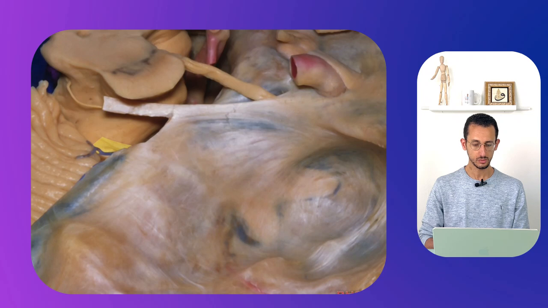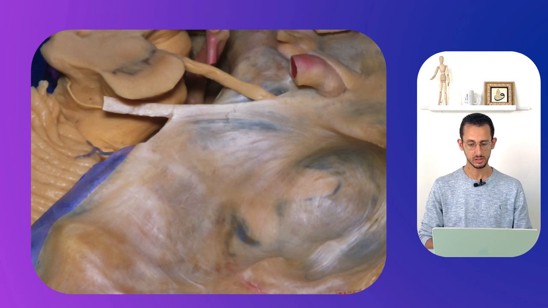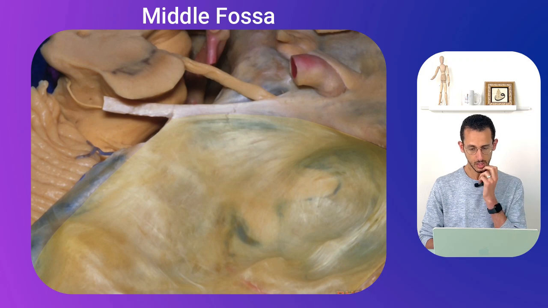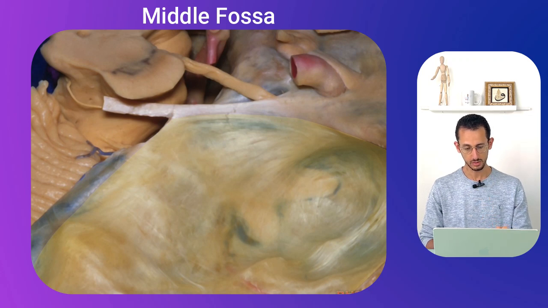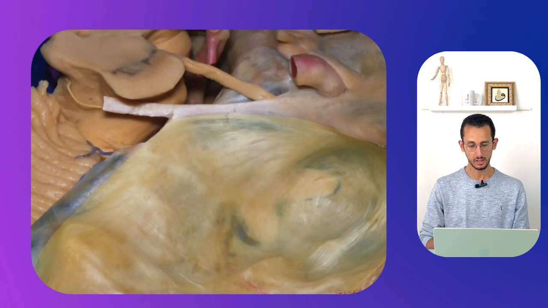If you look here into this lateral view, we can see the trigeminal nerve as it goes into the Meckel's cave. And again, you can see the superior petrosal sinus, and that lies medial to the dura of the middle fossa. So the Meckel's cave is medial to that. And again, you can see the trochlear nerve and the oculomotor nerve higher up.